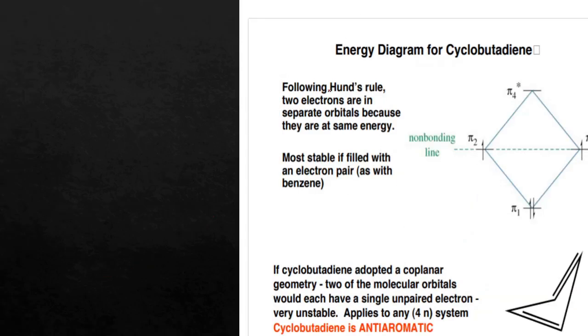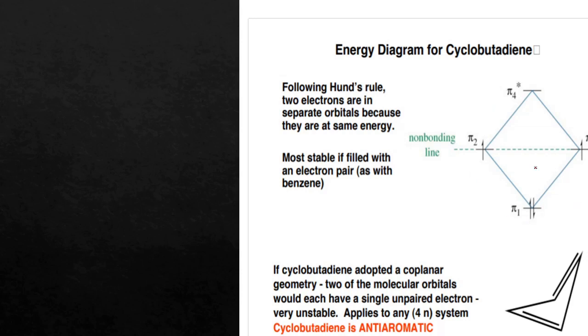If we look into the energy diagram for cyclobutadiene, you can see, by following Hund's rule, that there is one bonding molecular orbital and two non-bonding molecular orbitals. So two electrons are in separate orbitals because they are at the same energy, and the most stable is filled with an electron pair. Now, this is what happens if the cyclobutadiene molecule is planar.